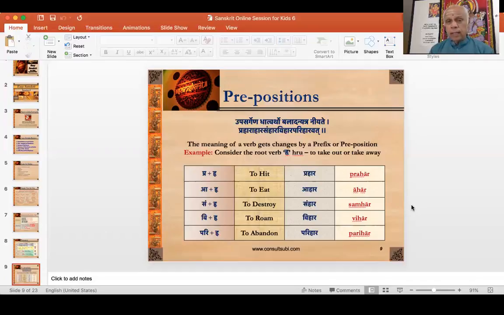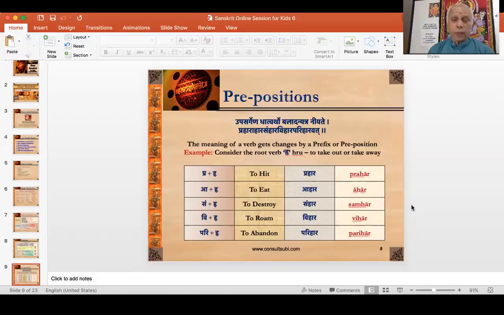So, a and hr is to eat. You actually take out the food and put it in your mouth. So, it becomes ahar. To hit also, somebody has to take out an arm or a weapon to hit. If you have a prefix called sam and you add it on to hr, you can get a word, a preposition called samhar.